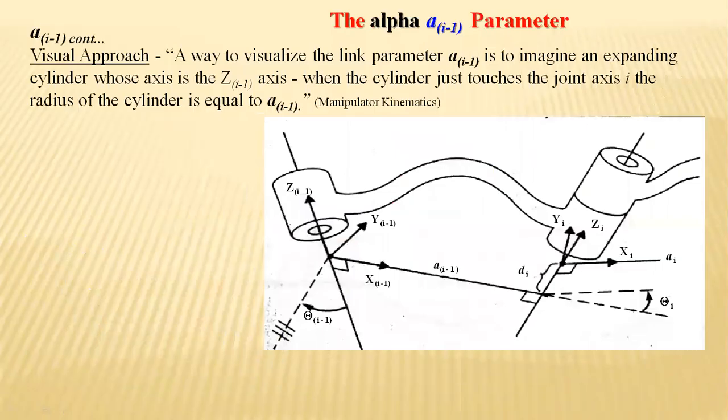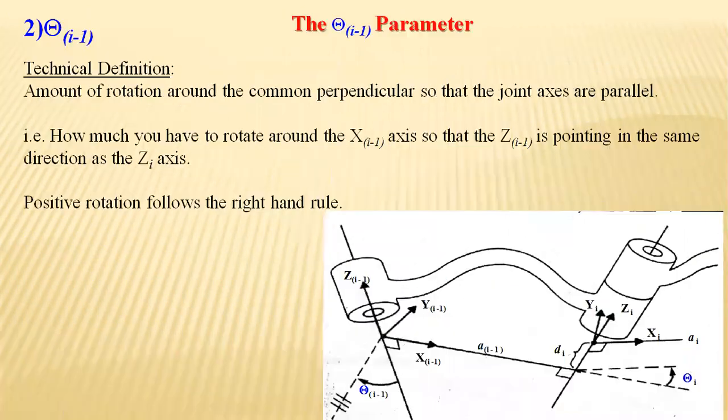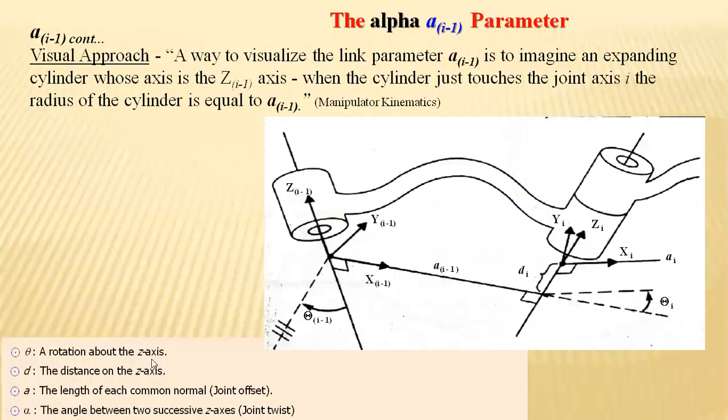Next one, upon visual approach, we'll be having it like this. The two cylindrical joints will be getting touched with respect to the axis of rotation, and the axis of movements will be considered at those particular joints. And at each and every phase, we'll be analyzing these four different parameters.